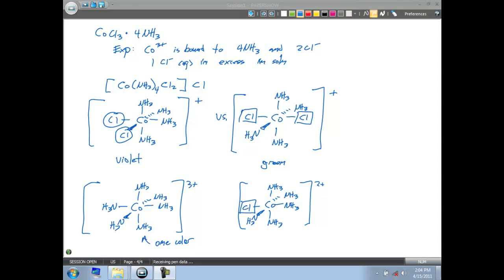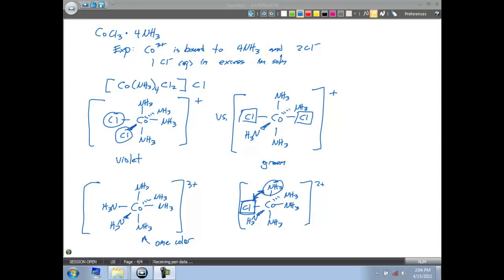So the question is, this particular complex right here, if we drew it differently and rotated it, what happens if this chlorine right here and this ammonia switch places? Is that going to change anything in the molecule? There's really nothing that changes in terms of bonding. It's just like I'm rotating it, instead of drawing it like this, I'm drawing it like this. Nothing really changed here.